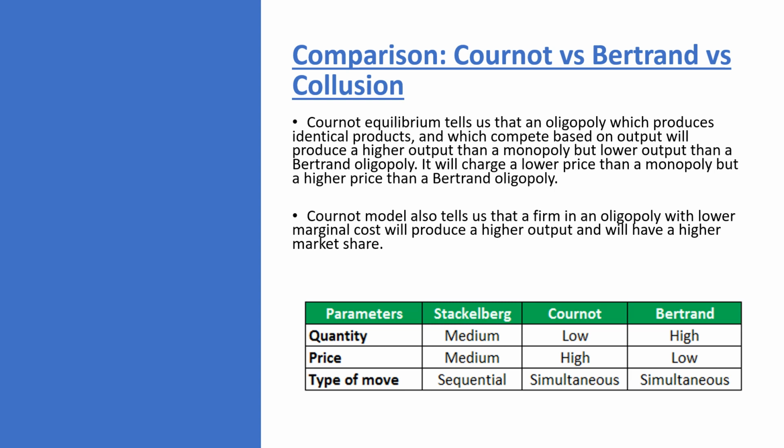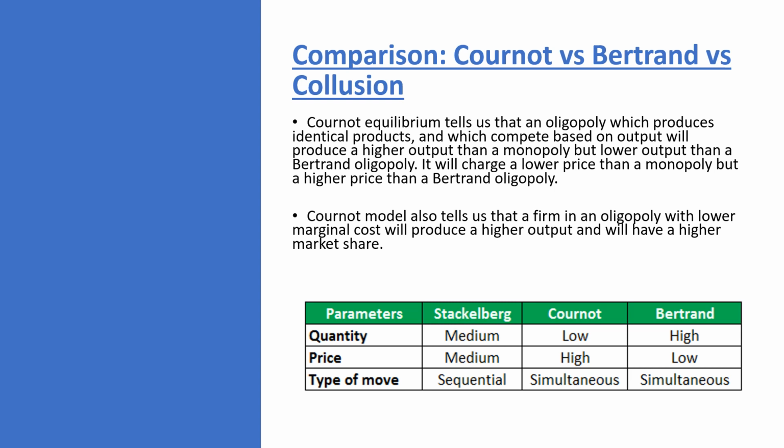So we've discussed quite a few models here. We've talked about the Cournot model, we've talked about the Bertrand model, and we've talked about the Stackelberg model. And as we go into a discussion of collusion, I just wanted to highlight some things about each model because it's easy to get them a bit confused or muddled up.